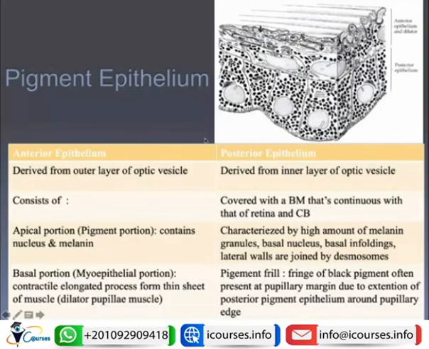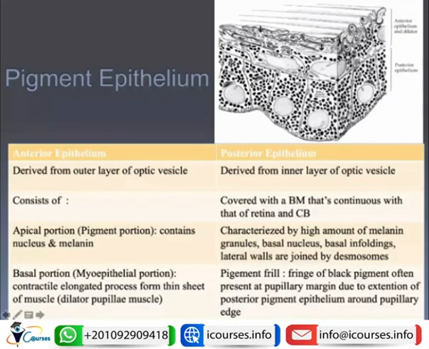Then after the stroma, we have the pigment epithelium, which will be either anterior or posterior. The anterior pigment epithelium, as we say in embryology, derives from the outer layer of the optic vesicle, while the posterior epithelium derives from the inner layer of the optic vesicle. The anterior epithelium layer forms the dilator pupillae muscle.